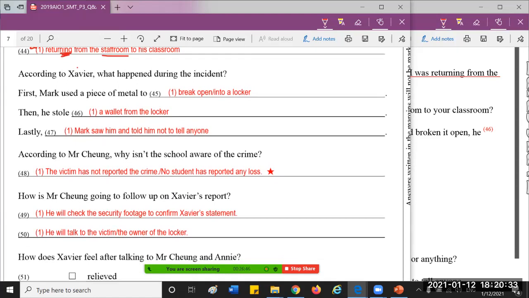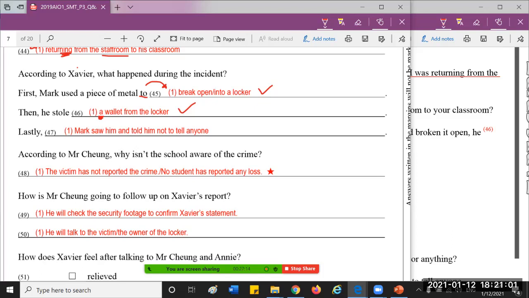First, Mark used a piece of metal to break open or break into a locker. Exact wording, everybody, to infinitive, no change. I hope you had highlighted the word tools to know that you cannot use the verb in a different form. Then he stole, past tense, he stole something. Wallet, the word has to be there.